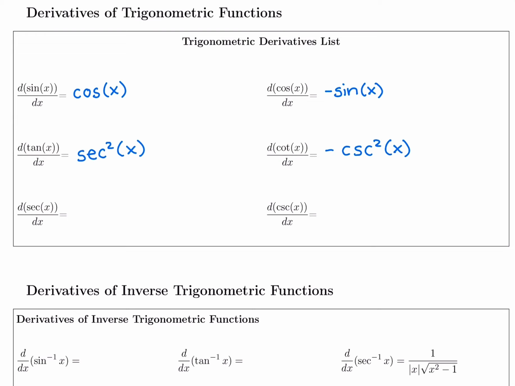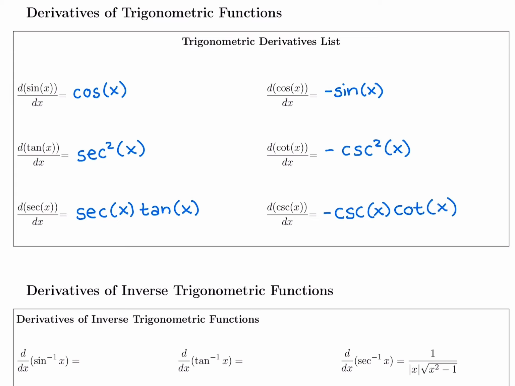Now we're going to take the derivative of secant. Derivative of secant x is secant x times tangent x. Whereas cosecant x, it's a cofunction, so it's going to have a negative derivative. It's going to be negative cosecant x, and cosecant goes with cotangent x.